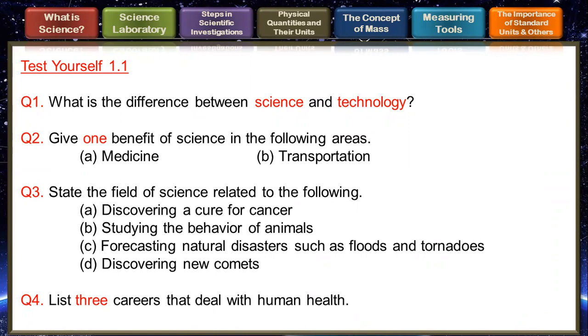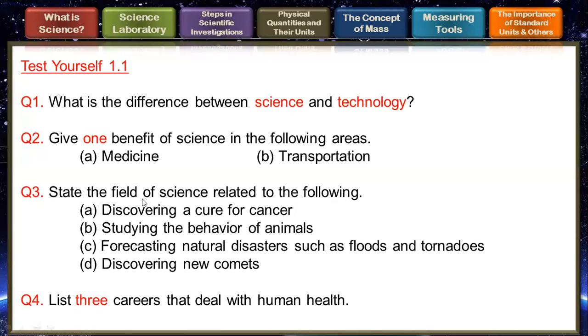Question number two: give one benefit. What can we get from it? One benefit of science in the following areas, or what is the application of science in medicine, or transportation? What is the use of science for these areas?